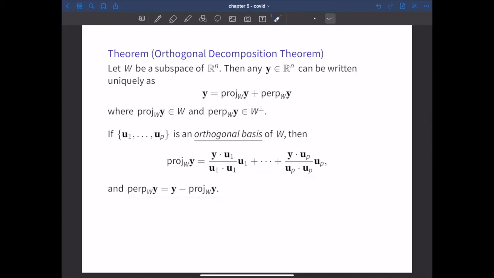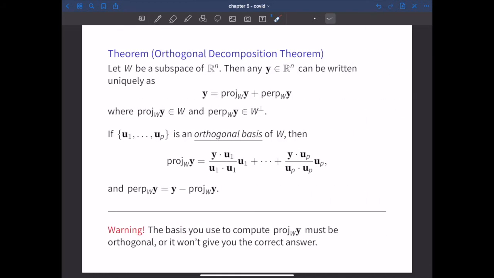We're going to see some examples, and I will talk about geometrically what this means in a second, but I do want to give one important warning. In order to figure out the projection piece, you really have to start with an orthogonal basis. If you start with a basis that's not orthogonal, this formula won't work. Okay, so you've been warned. All right, let's see if we can understand what's going on by way of a picture.